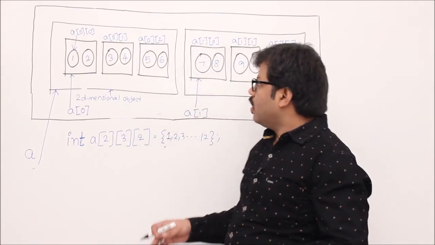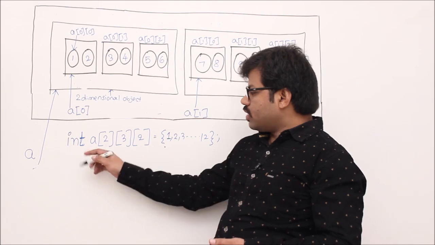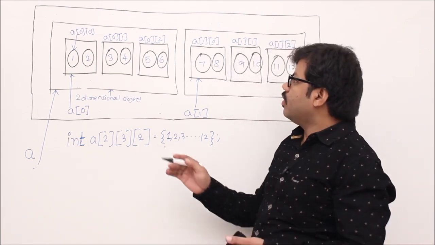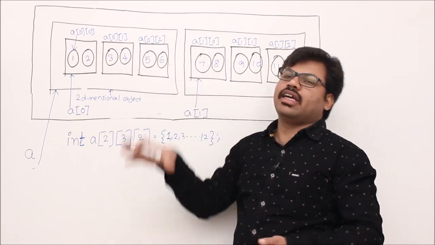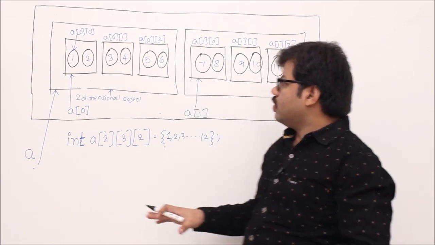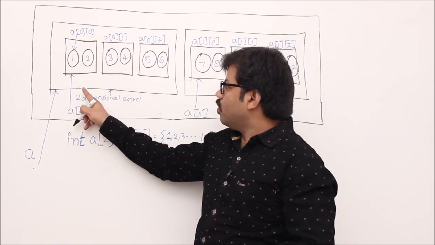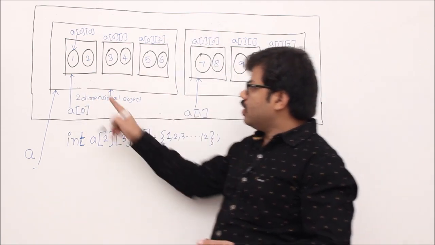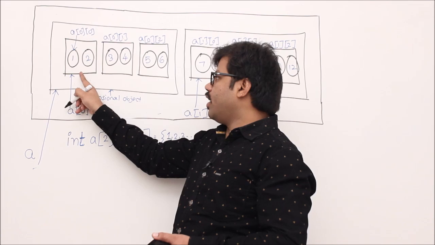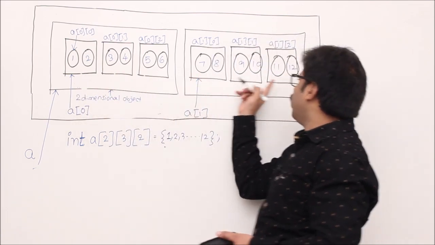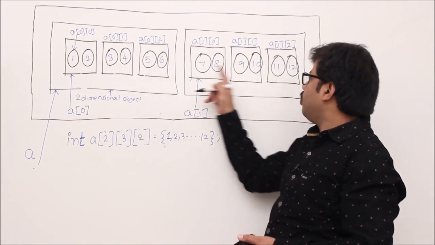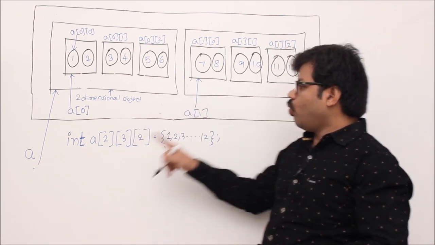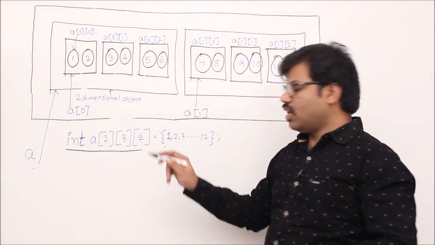In a three-dimensional array, for example, the declaration is int a of 2, 3, 2 equal to 1 to 12. Then we can imagine that three-dimensional array like this. First of all, this is a two-dimensional array, this is a two-dimensional array, this entire thing is a three-dimensional array, this is a one-dimensional array. There are 3 plus 3, 6 one-dimensional arrays, two two-dimensional arrays, and one three-dimensional array, which is our original one.